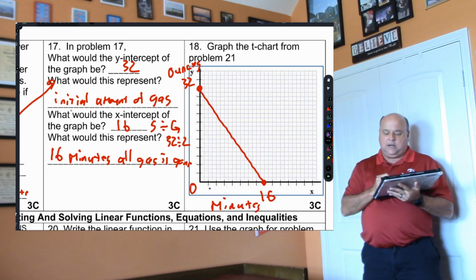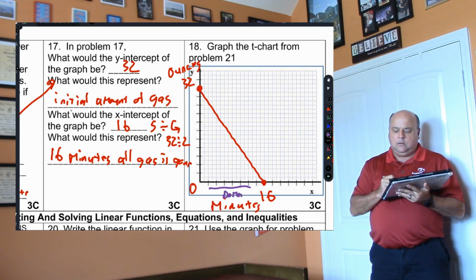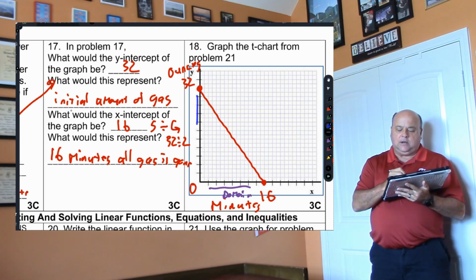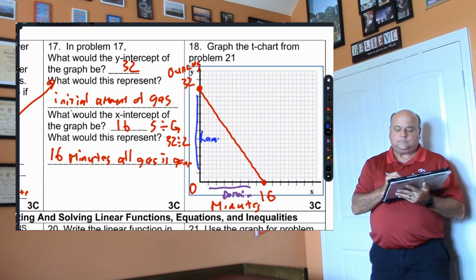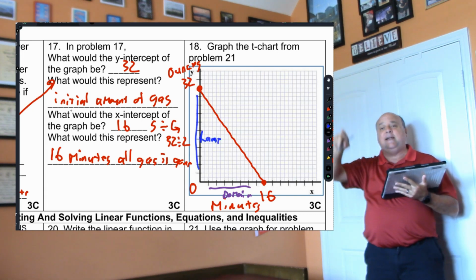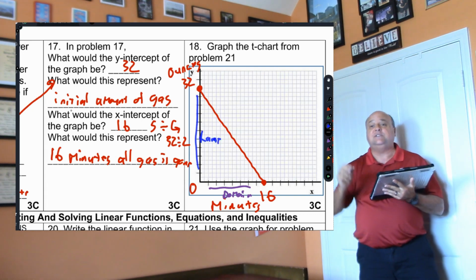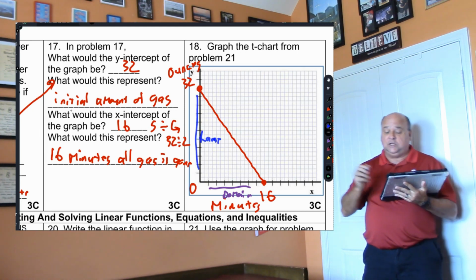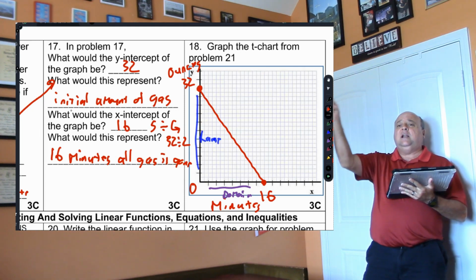Remember, this distance right here would be our domain. And this distance right here would be our range, would it? Also notice I'm going down 32 over 16. That's going to simplify to negative 2, which is my slope. Now then, let's keep going.